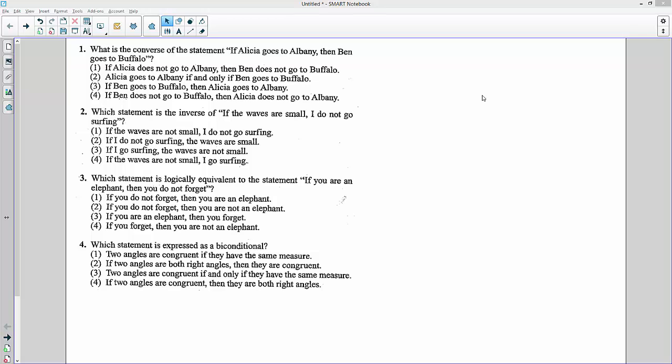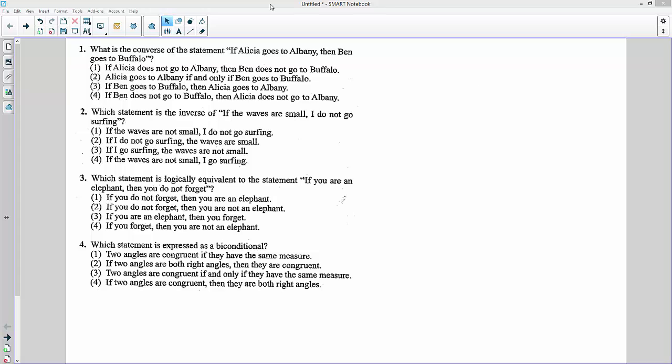Okay, this is a quick review for our quiz tomorrow. This is the sheet that was uploaded to the drive under Unit 2. You should have downloaded it. If you haven't already, please do so and try these problems, then run the video.